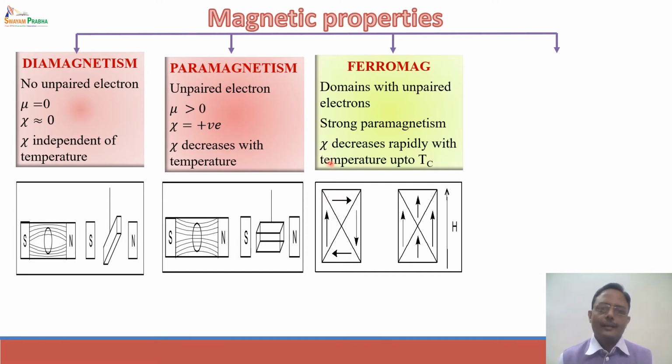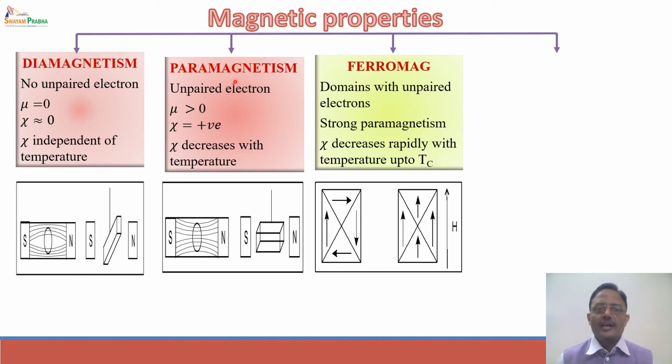As a result, the magnetic susceptibility, which is a large positive value at normal temperature, will go on decreasing rapidly with increase in temperature up to a particular temperature called the Curie temperature. Up to the Curie temperature, there is a rapid decrease in magnetic susceptibility because of the reduction in the size of the domains. And once the Curie temperature has arrived, all the domains have been broken and the substance behaves as if it is paramagnetic in nature.